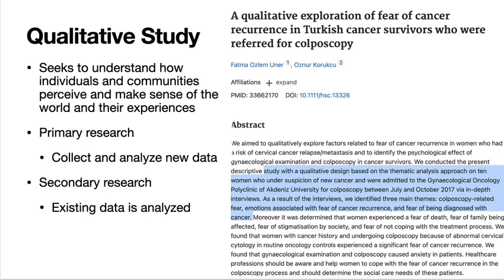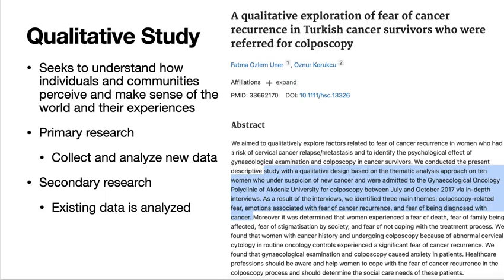Next, we have a qualitative study. So qualitative study, as we should have learned in previous classes, qualitative seeks to understand individuals and communities and how they perceive and make sense of their world and their experiences, right? So we have quantitative research, which is numbers. We quantify things, quantities, numbers. Qualitative studies seek to characterize the quality of something. How do you feel about something? What is your perception of something? And we can either do primary or secondary research with this.